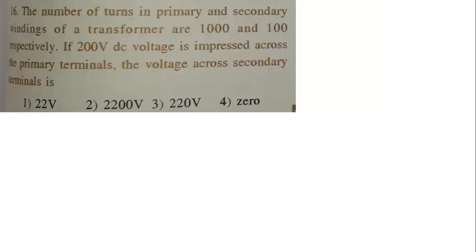Question number 16. The number of turns in the primary and secondary winding of the transformer are given here. Number of turns in primary, let's say NP, and in secondary, NS. If 200 DC voltage is impressed across the primary terminal, what is the voltage? DC voltage. Impressed means we are supplying to the primary terminal.